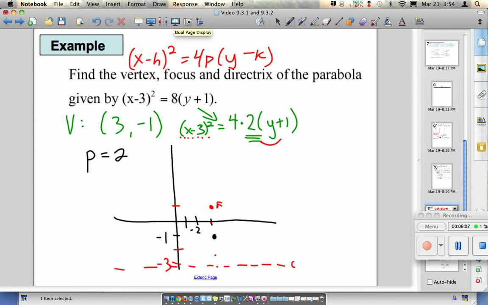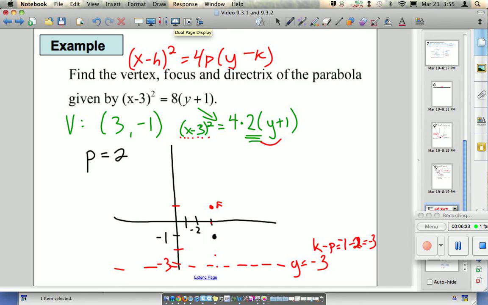My directrix is the line y = -3. Remember, we could have gotten that by doing k minus p. In this case, our k was -1, and our p was 2, which gives me -3. So I could have gotten it using the formula that you took in your notes. So that's my directrix and my focus.